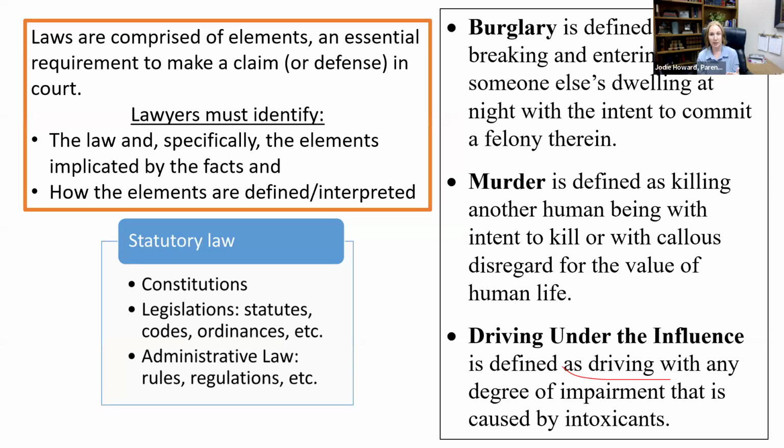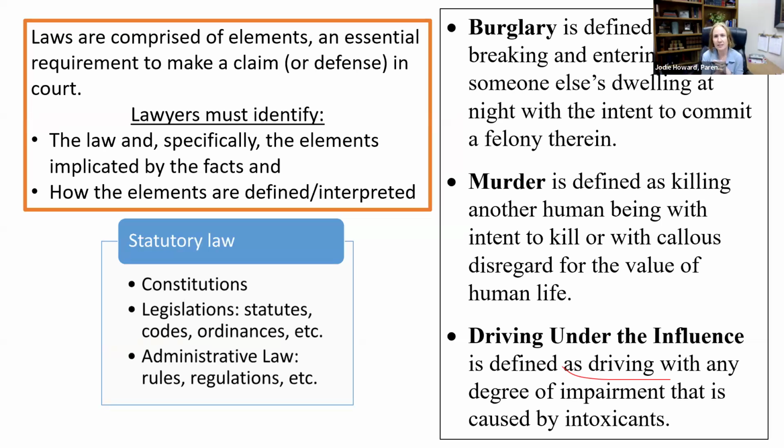So let's just look at burglary. What do you think one of the elements of burglary might be? Breaking and entering. Okay, we've got breaking and entering. They might be one thing, they might be two things. What else? At night. Okay, at night. That's right, we might have to look at what time of day it was. It might be something different if it wasn't at night. What else? Someone else's dwelling. Okay, if it's your own house, you've got to fix it, but right?